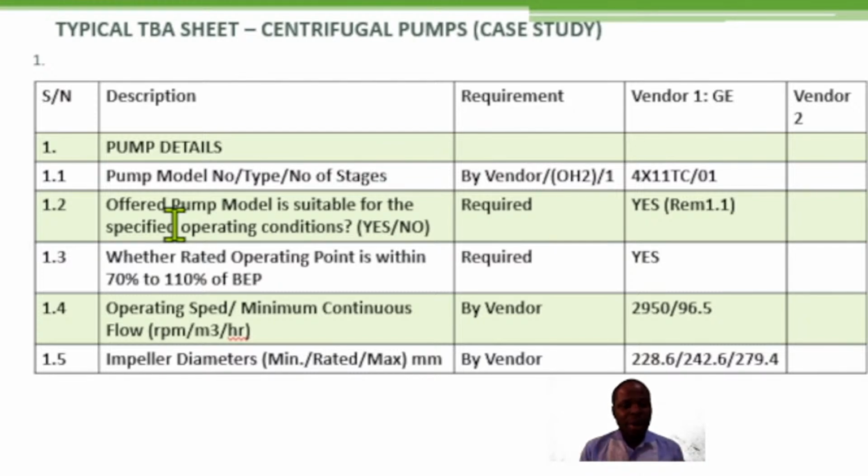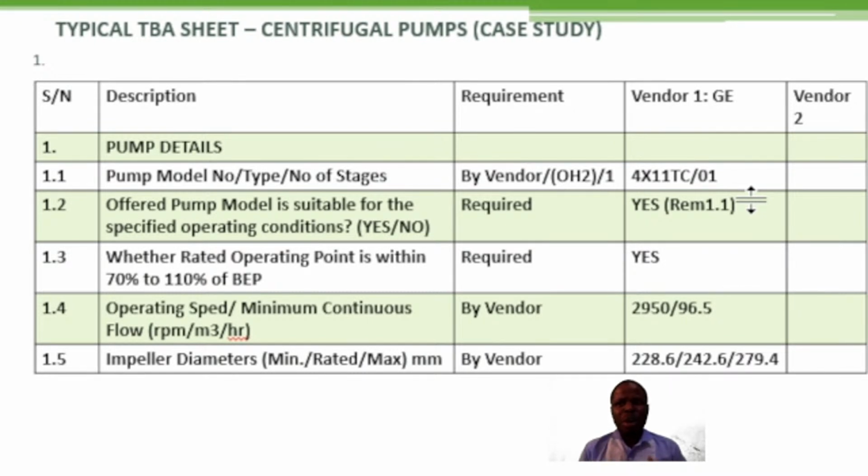So what is the pump model? What is the type? You can see here the requirement is by vendor. You have OH2. The type of centrifugal pump this particular vendor is about to supply for your plant is OH2. You have OH1, OH2, OH3. Then you have a single stage. So now the vendor is supplying you with a model of 4X 11TC with a single stage. And then the next thing is you check, is the offered pump model suitable for the specified operating condition? Because you must have specified the operating conditions for the vendor in your process data sheet.